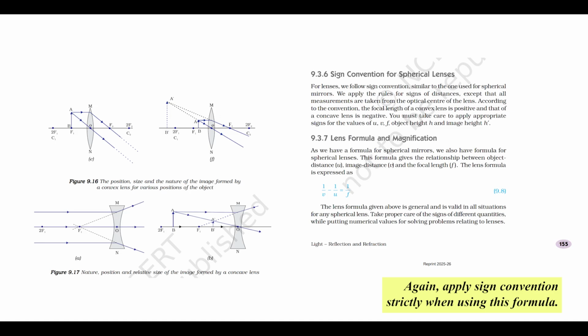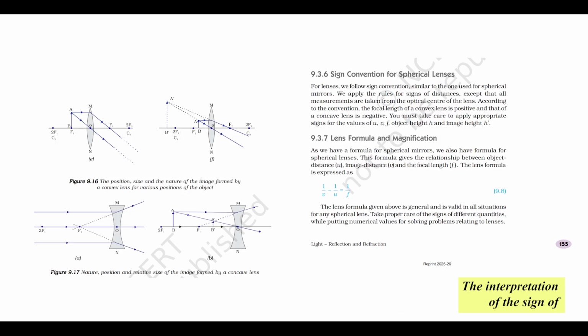Again, apply the sign convention strictly when using this formula. Now, magnification m for lenses. The definition is the same: the ratio of image height to object height, m = h'/h, equation 9.9. But the distance formula is different from mirrors too. For lenses, m = v/u, equation 9.10. So it's v/u, with no minus sign like the mirror. Correct. Lens magnification m = v/u, mirror magnification m = -v/u, another critical difference to burn into memory.